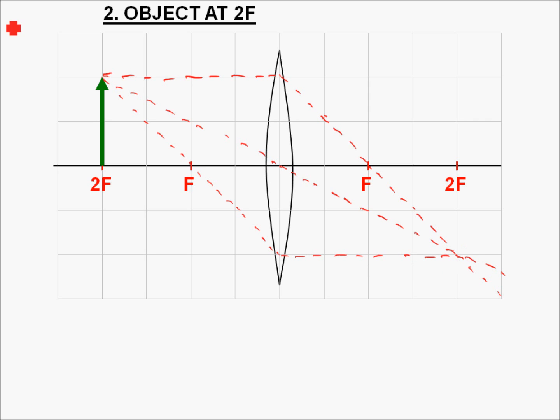Hopefully we've got our tree coming out at the same distance, actually, to F. So this is a real image, it is inverted, and it's not magnified or diminished. It's the same size.